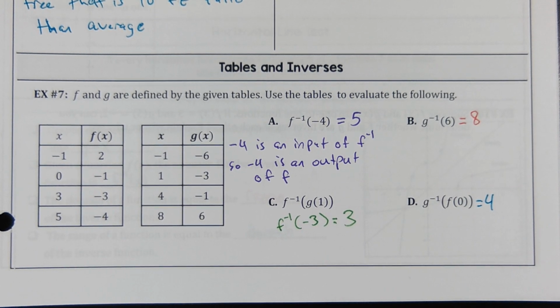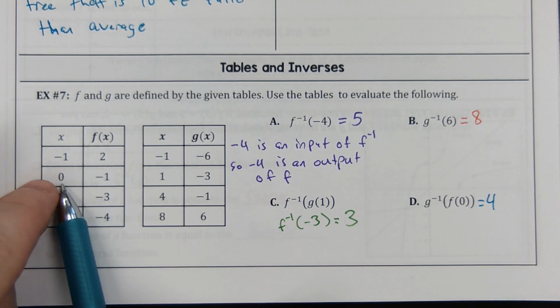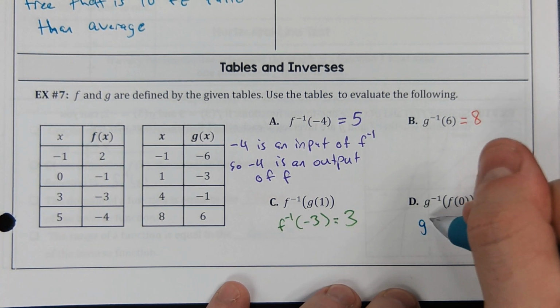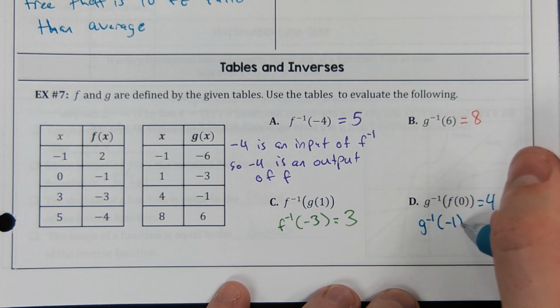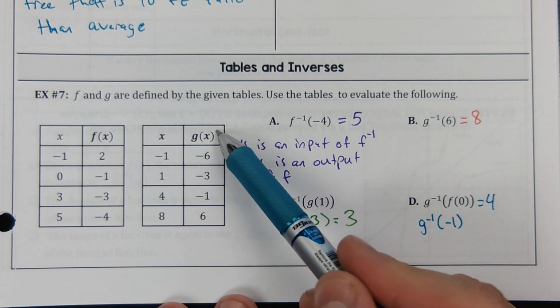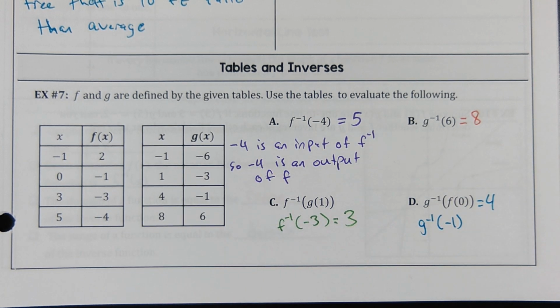It's 4. But why is it 4? Here's why it's 4. First, F of 0. So go to 0, figure out what F equals. It's -1. So this actually says G inverse of -1. If -1 is an input for G inverse, then -1 is an output for G. -1 output for G is associated with the number 4. There it is. And we flip it over to the back.